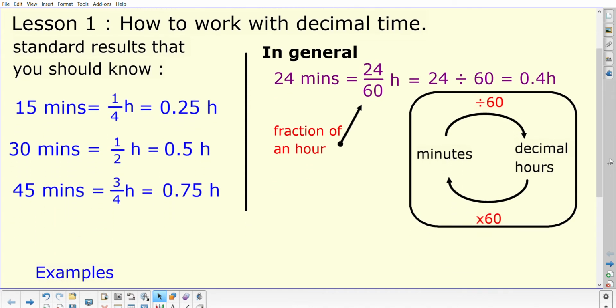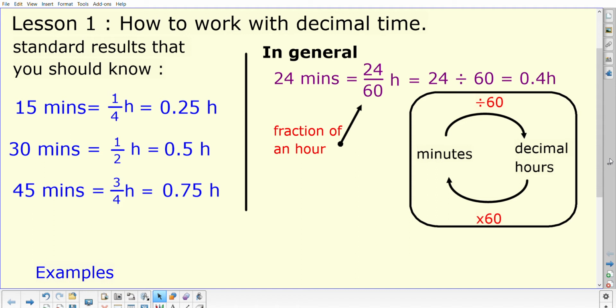So some standard results that you should be aware of. 15 minutes is the same thing, I'm sure, as you know, a quarter of an hour, and a quarter as a decimal is 0.25 hours. 30 minutes, the most obvious one, half an hour, and half as a decimal is 0.5. And 45 minutes is 3/4 of an hour, and 3/4 as a decimal is written as 0.75 hours. So these are equivalencies, so 15 minutes can be written in hours as 0.25 hours, and so on.